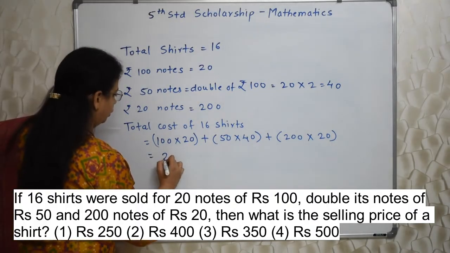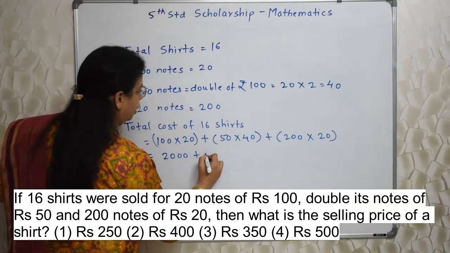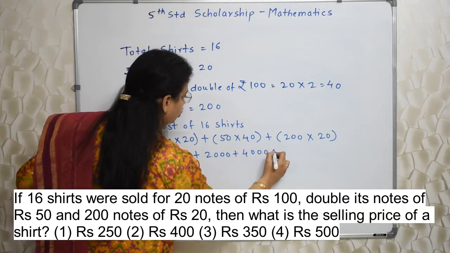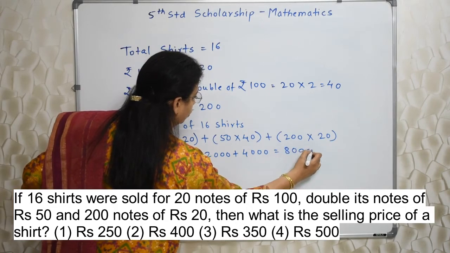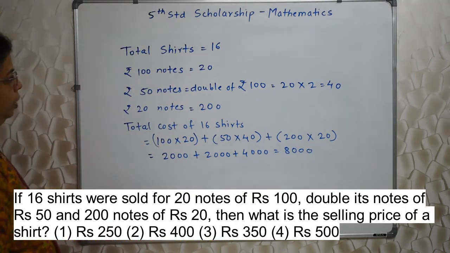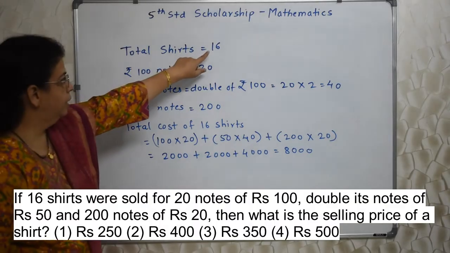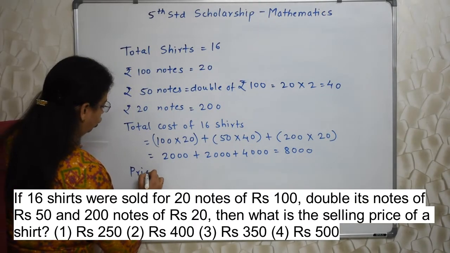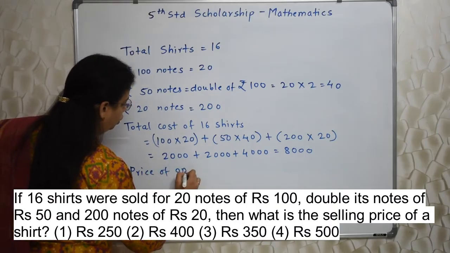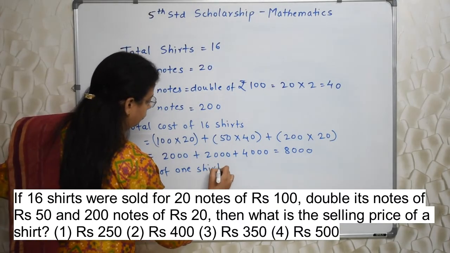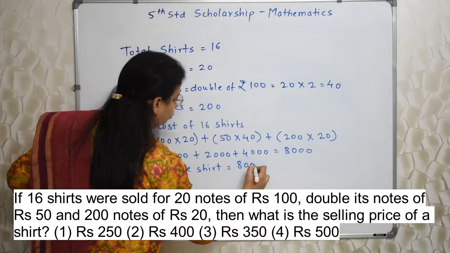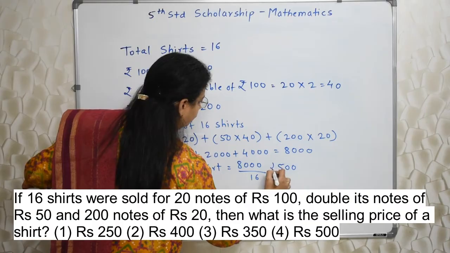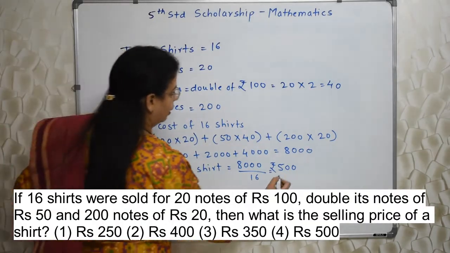So total, let's find out. 2000 plus this is also 2000 plus 4000. So total it is 8000. So rupees 8000 were spent to get these 16 shirts. So if we want to find out the price of one shirt, that is what they have asked us. That is equal to 8000 upon 16, that is 500. Rupees 500 is our answer.